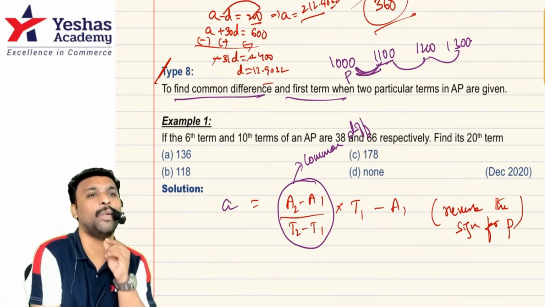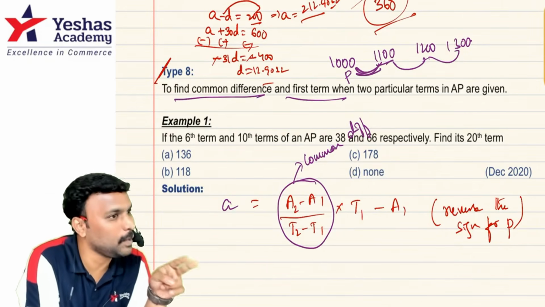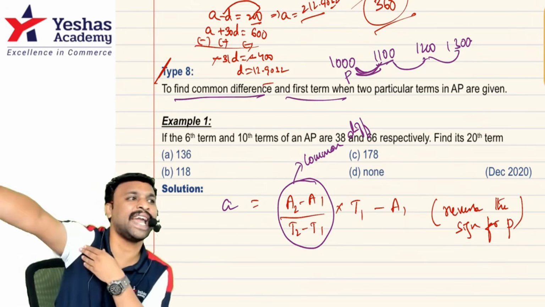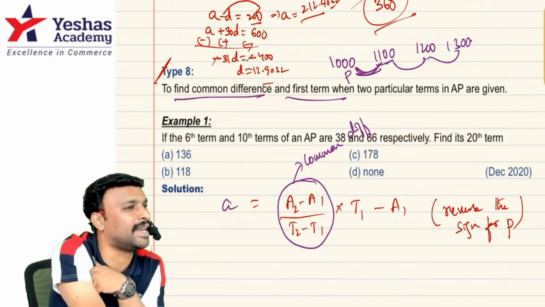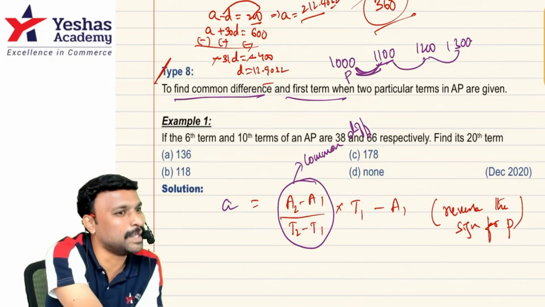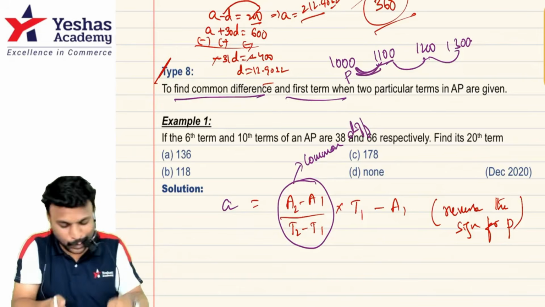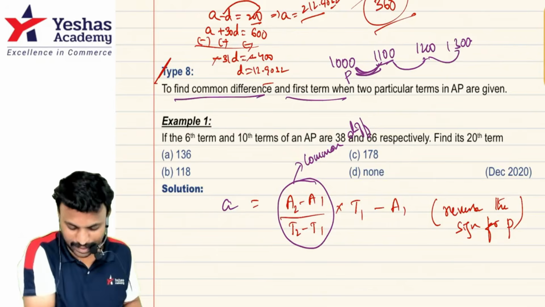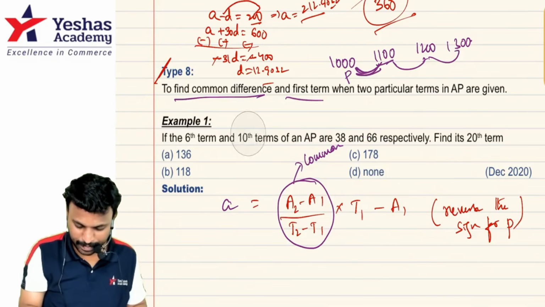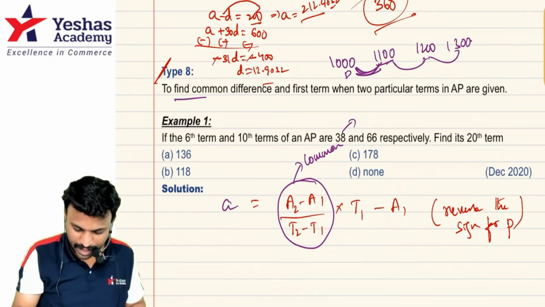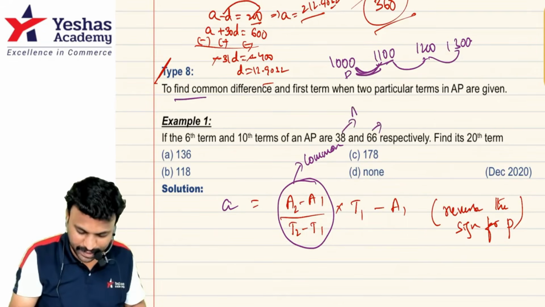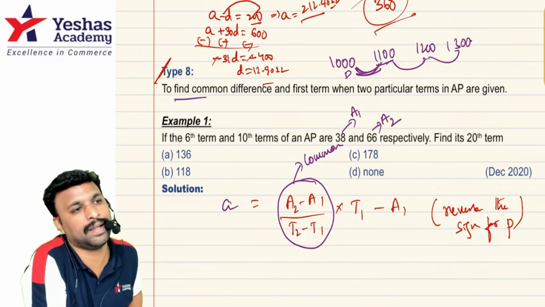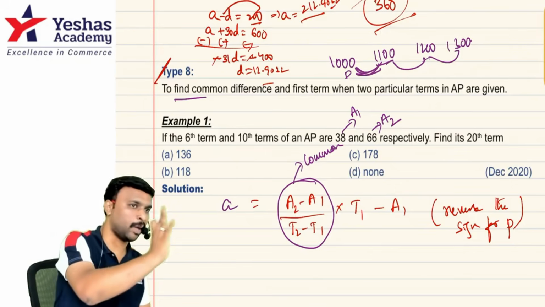See, what are the two amounts actually? The two terms in AP are only the two amounts. I already told you. Amounts in SI are the terms in AP, correct? Yes or no? So the two terms given in AP are only the two amounts. Tell me what are the two terms given in AP here? 38 and 66. The smaller amount is taken as A1 and the bigger amount is taken as A2. Clear? Everybody.